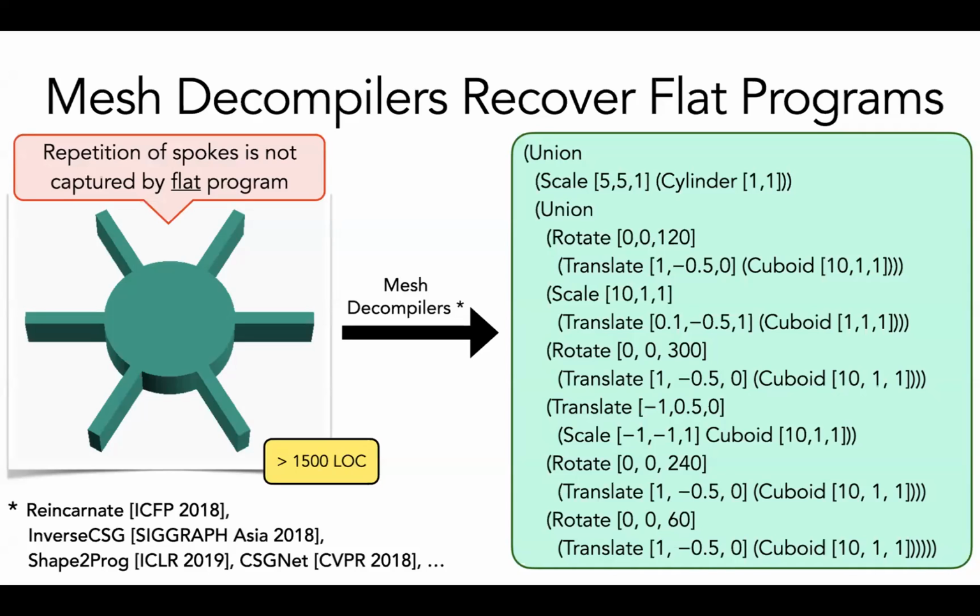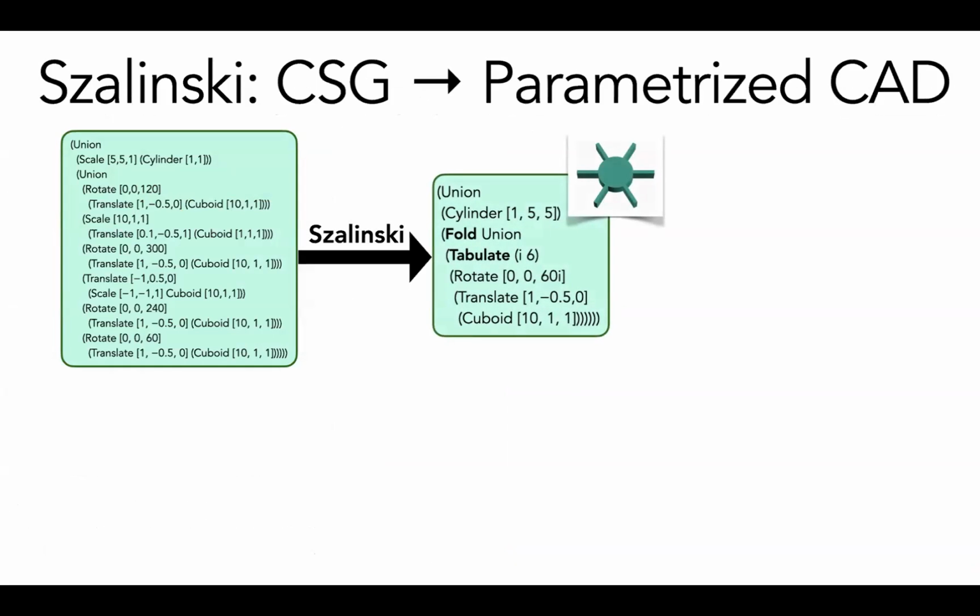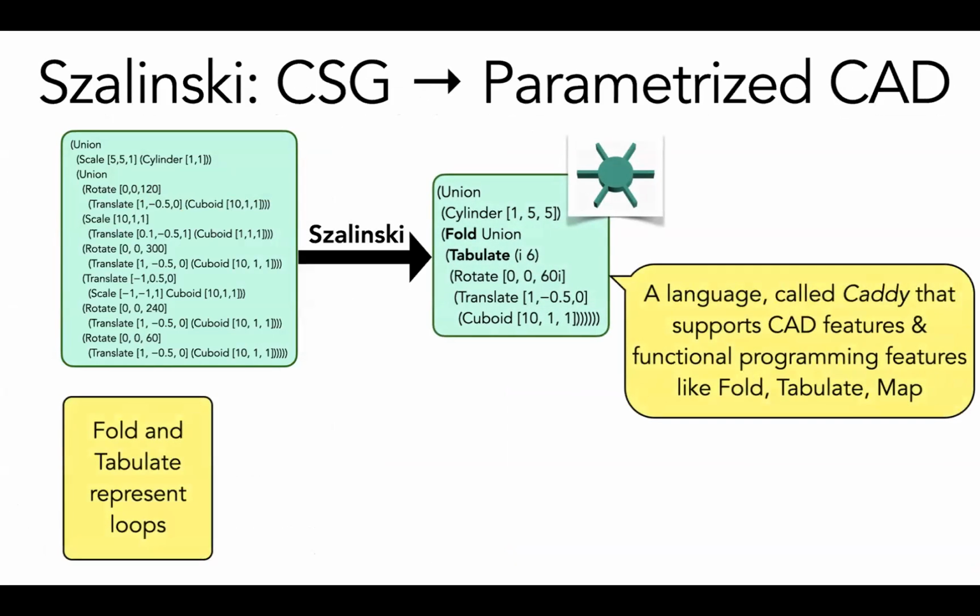So to try to go a step further and recover more abstraction, particularly for the case of repeated features in designs, we built this tool called Szalinski, which takes a constructive solid geometry program and generates a parameterized CAD program. And the idea is that I can shrink this program even further. We added features like combinators that basically represent loops.